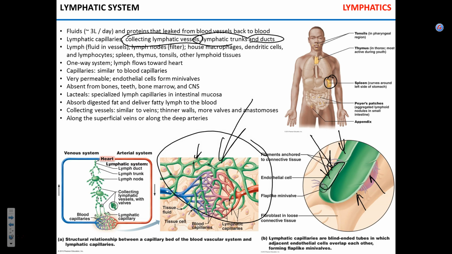Can we find lymphatics everywhere? No. So you can see bones and teeth have no lymphatic vessels. Bone marrow has no lymphatic vessels. And CNS. Now with CNS you have to be careful. What are the parts of the CNS? Brain, brainstem, and spinal cord. There are lymphatic vessels in the brain, though. They were discovered about 3 years ago. And it was, think about this for a second.